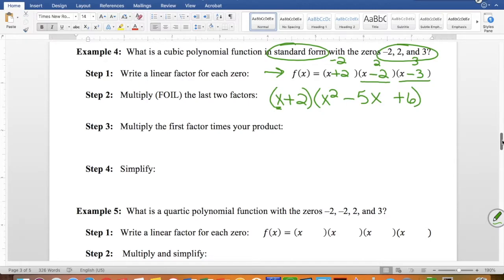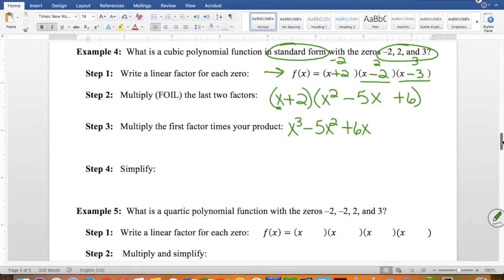And then I'm going to take my second term, my +2, and distribute it through. And I'm going to write everything down. So we're going to see this. We're going to do x times x squared gives me x cubed. X times -5x becomes -5x squared, because again, multiplying x times x, x squared. And then x times +6 is +6x. Okay, so I'm done with that first term.